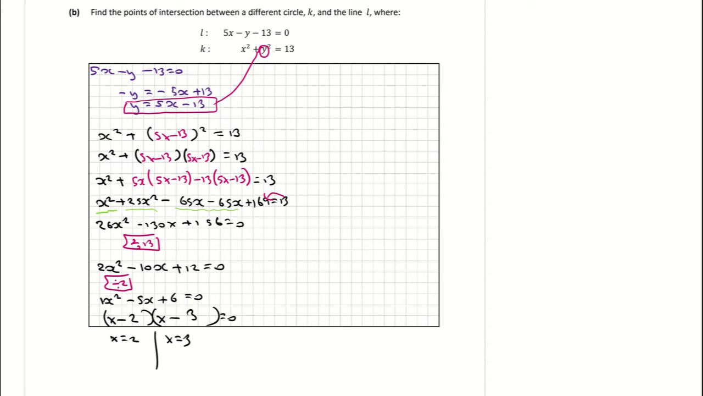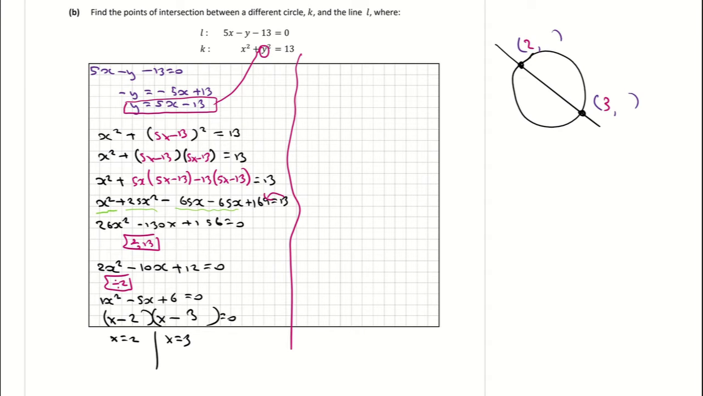Now the question, if you go back up to it, it says find the points of intersection. So what we're trying to do here is find the points of intersection of a circle and a line. So you have two coordinates. I've got the x's, they are 2 and 3. I now need to find the corresponding y's. So what I do now is I come back to the top, I take this part here, the part I manipulated, because this will help me find my y.